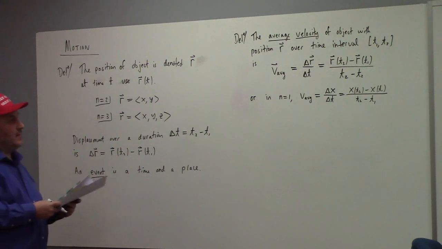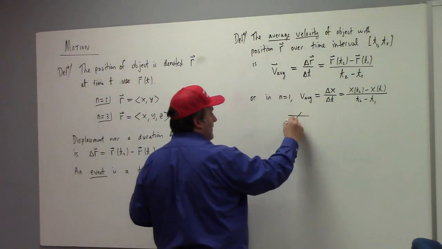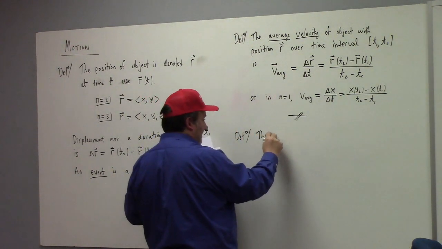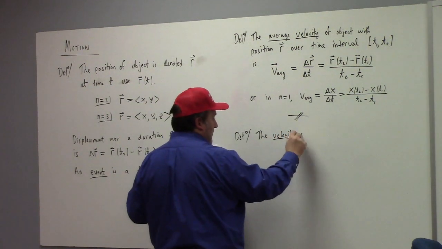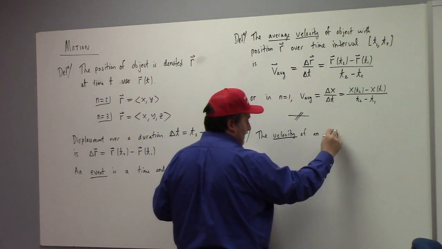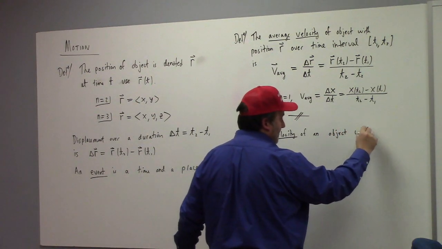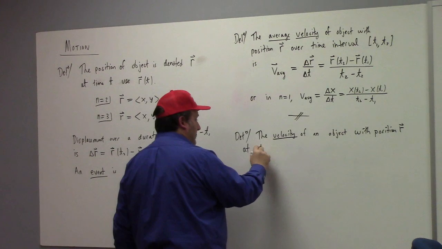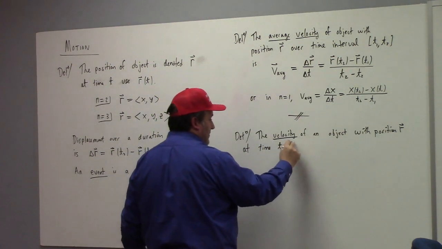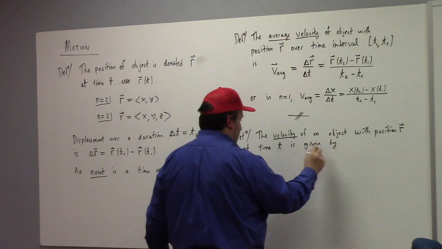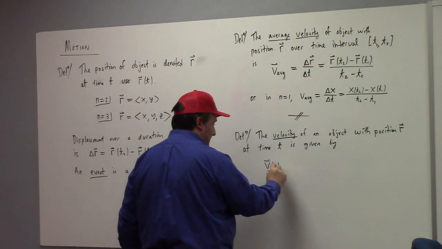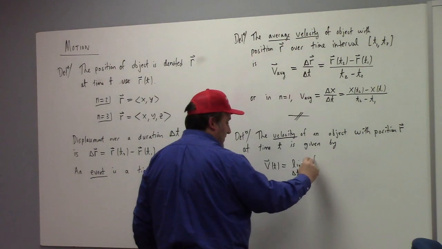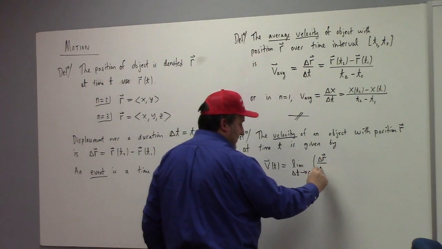Now, next up, and of much greater importance, the velocity of an object with position r at time t is given by v of t, and that's going to be equal to the limit as, let's say, delta t goes to 0 of delta r over delta t.